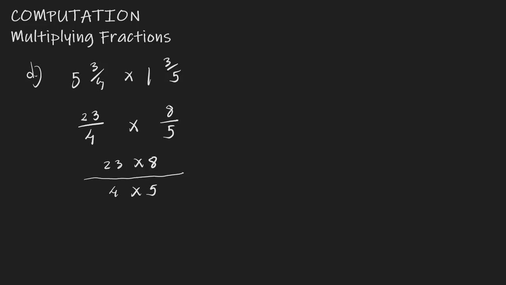I notice I have 4 in my denominator and 8 in my numerator. The highest common factor between these two numbers is 4. So 4 into 4 is 1. 4 into 8 is 2. 23 and 5 have no common factors, as well as 2 and 5. So what am I left with? 2 times 23, this is 46, divided by 1 times 5, this is 5. 46 on 5 is an improper fraction. Let's change it into a mixed number. 5 into 46, this is 9, a remainder of 1 on 5. Answer.